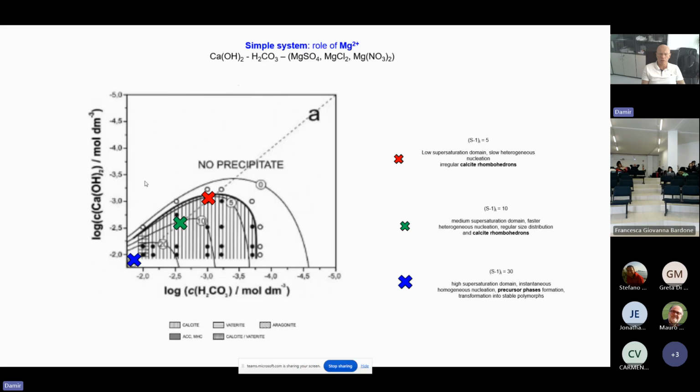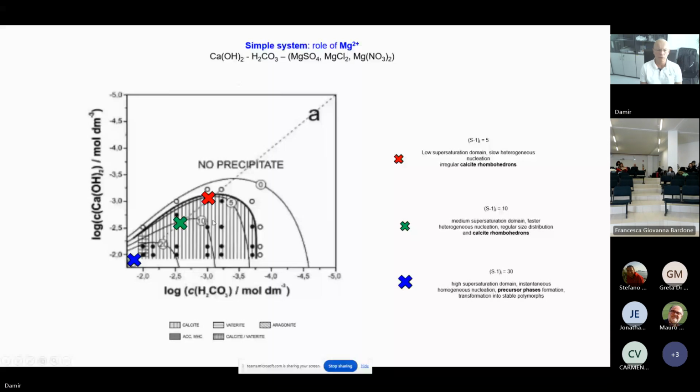So this is the precipitation diagram you saw before. This is the so-called simple precipitation system, in which at the condition of no addition of magnesium we can produce only calcite in this region, or a mixture of calcite and vaterite in this region. We are talking about an equimolar system.